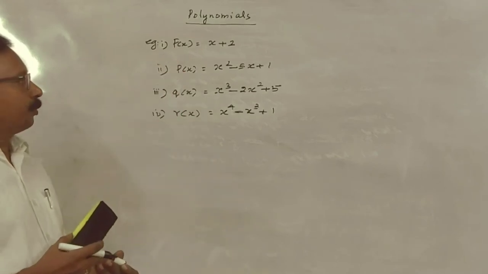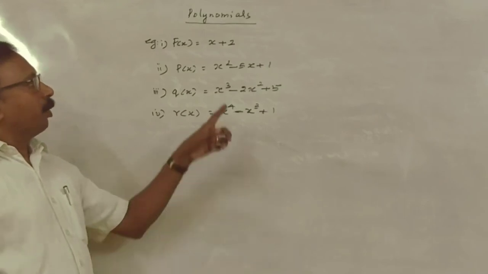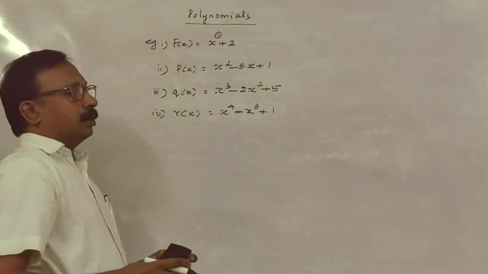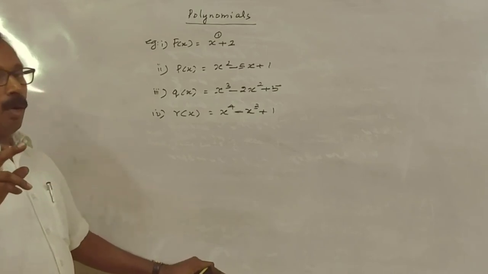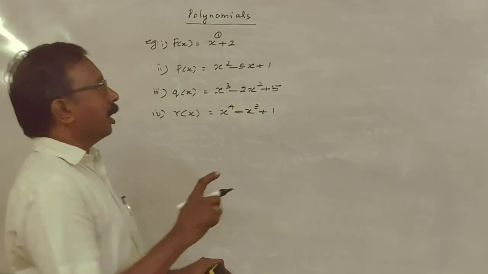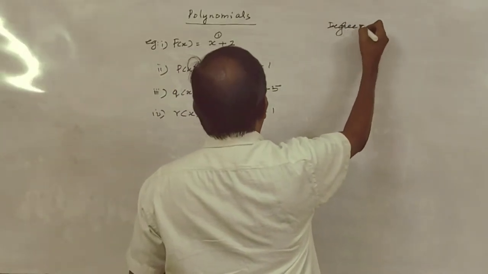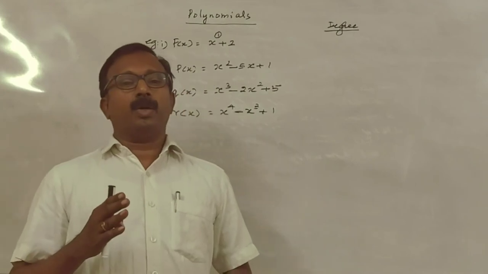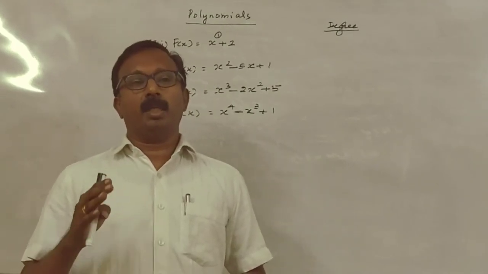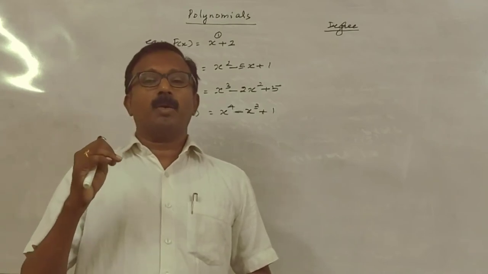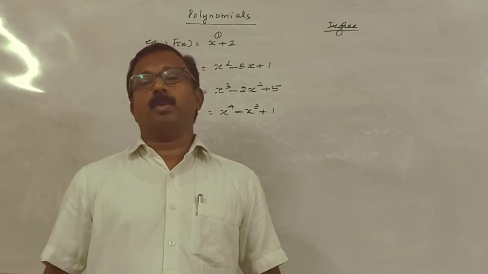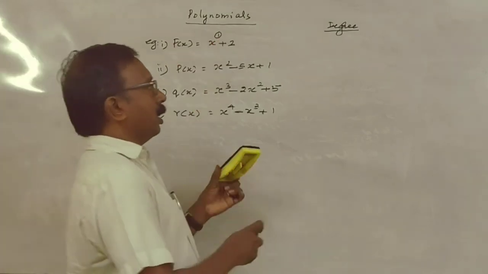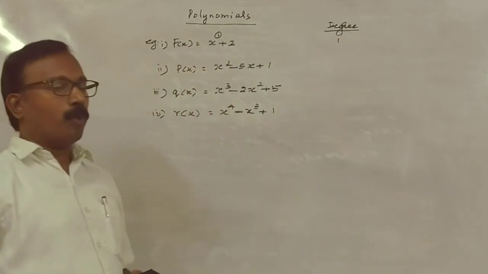P of x is equal to x plus 2. Here the exponent of x is 1. Therefore, the degree of this polynomial is 1. Degree of a polynomial means degree of the highest variable. That means the highest power of the variable is known as the degree of that polynomial. Here the variable is x, its highest power is 1, so the degree of this polynomial is 1.